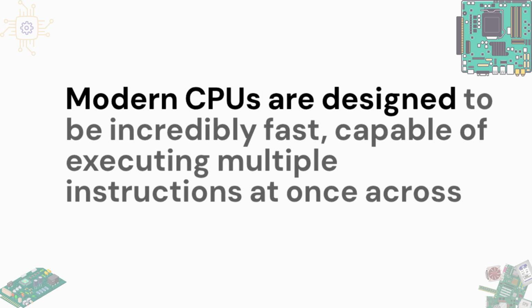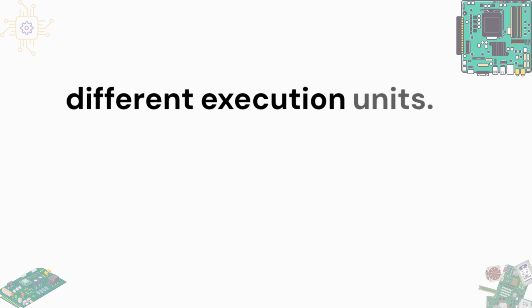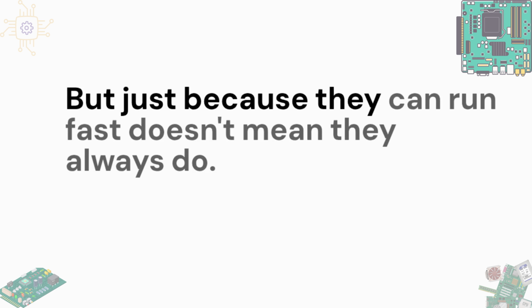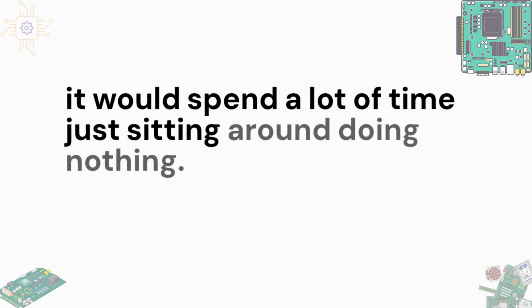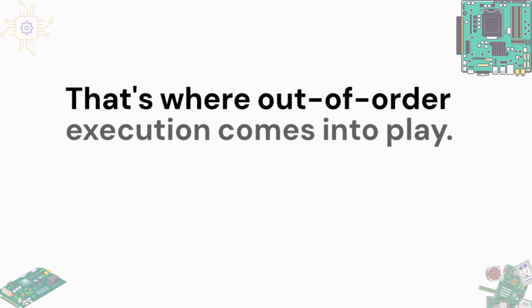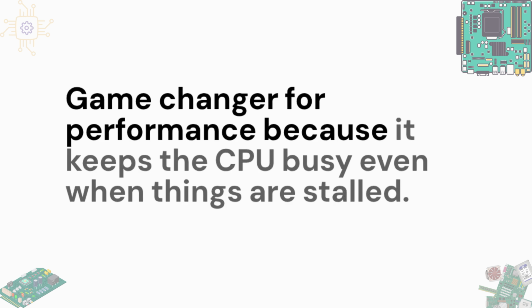Modern CPUs are designed to be incredibly fast, capable of executing multiple instructions at once across different execution units. But just because they can run fast doesn't mean they always do. If a CPU had to wait for each instruction to fully finish before starting the next one, it would spend a lot of time just sitting around doing nothing. That's where out-of-order execution comes into play. It's a game changer for performance because it keeps the CPU busy even when things are stalled.